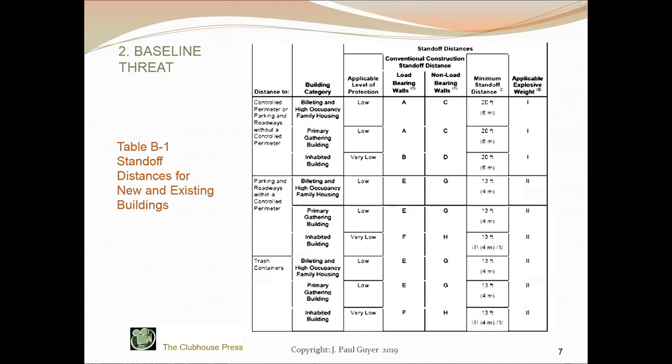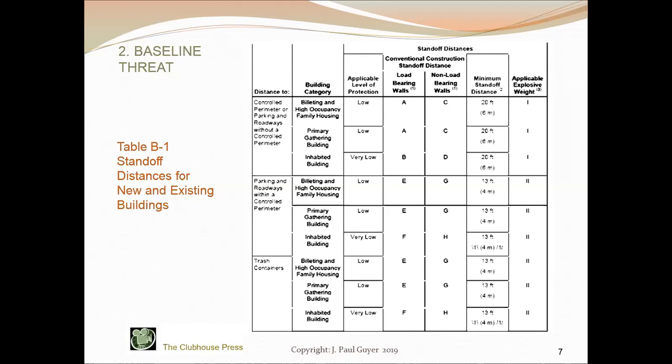anti-terrorism is the standoff distances for buildings, and the reason is quite simply that the best way to defend against terrorists is to keep them away from the buildings. And so this table here, B1, indicates standoff distances for new and existing buildings. So you have the standoff distance to a controlled perimeter or parking and roadways without a controlled perimeter. Controlled perimeter is a fence where everybody who wants to enter the compound has to go through an entry point, and their car may be examined, they might personally be examined, this sort of thing.